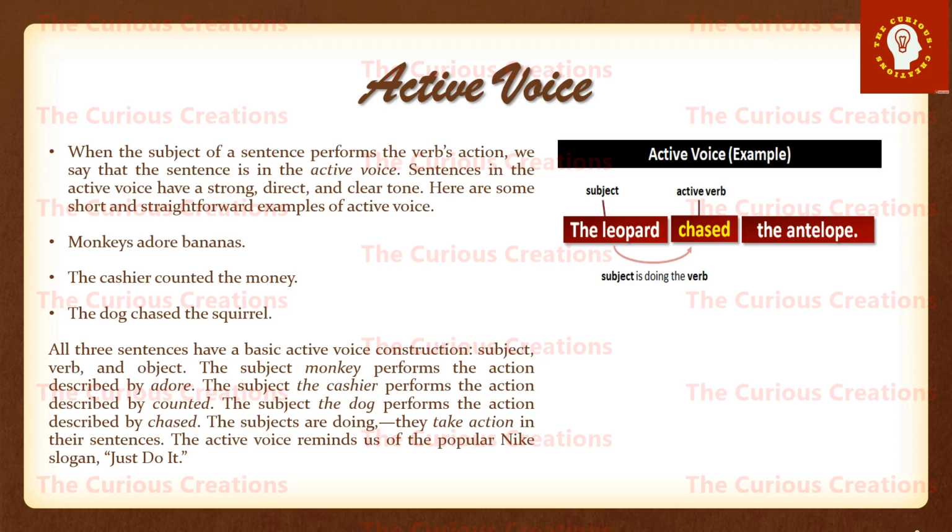The subject monkey performs the action described by adore. The subject the cashier performs the action described by counted. The subject the dog performs the action described by chased. The subjects are doing, they take action in their sentences. The active voice reminds us of the popular Nike slogan, "Just do it."